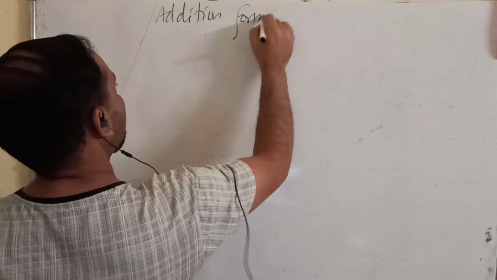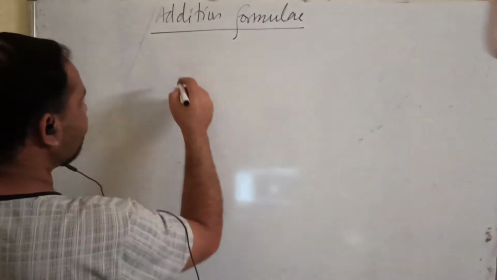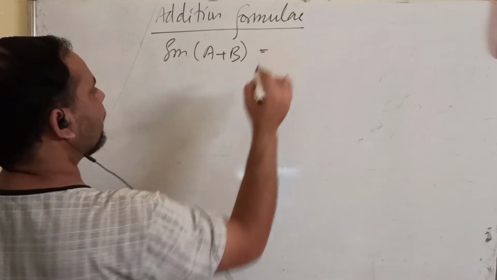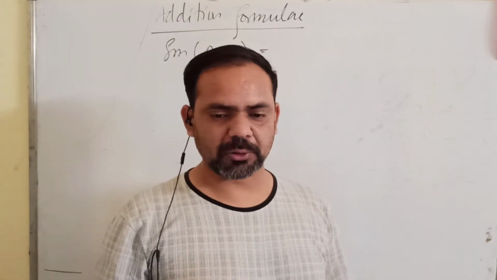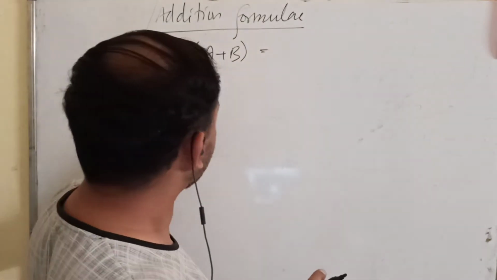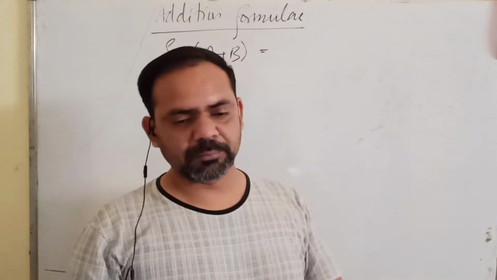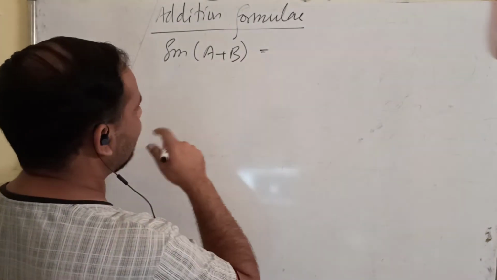Addition formula. Now the formula for sine A plus B. As I told you, sine, cos and tan are the primary ratios. So I will write the formulas for sine, cos and tan. Others you can simply obtain from these only. The secondary ratios you can obtain from the primary ratios.